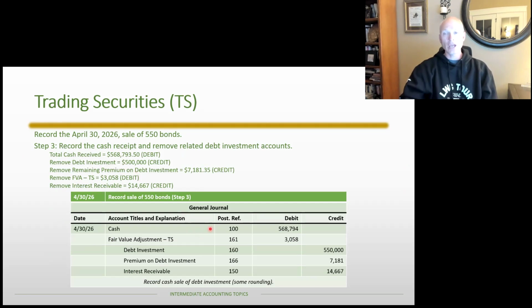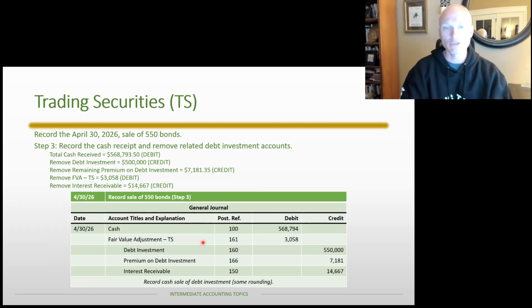And with trading securities in this final journal entry, we already recorded the gain or loss when we recorded the fair value adjustment in step 2. And so there's no need to have another gain or loss here because we've already accounted for it. Now we're just simply reconciling everything and taking it off our books and simultaneously recording the cash that we collected.